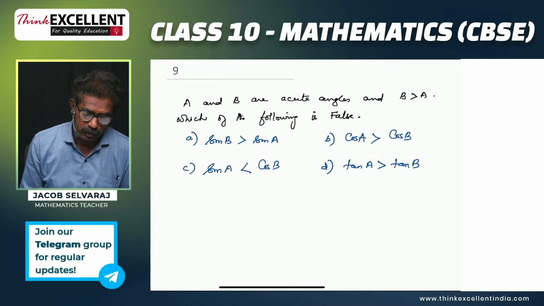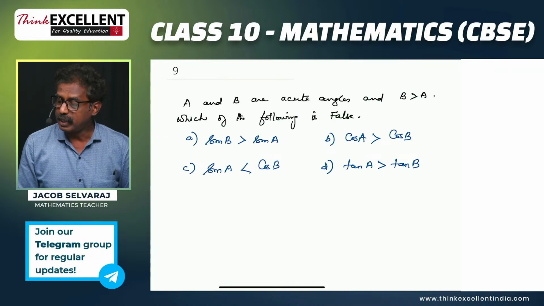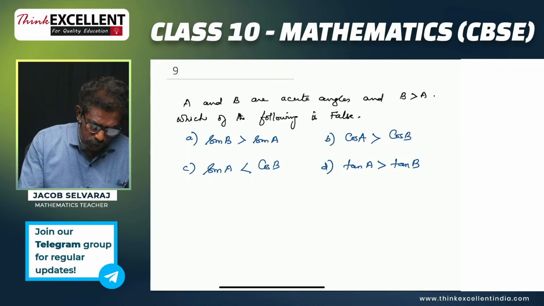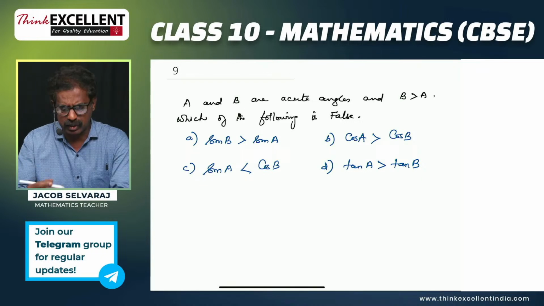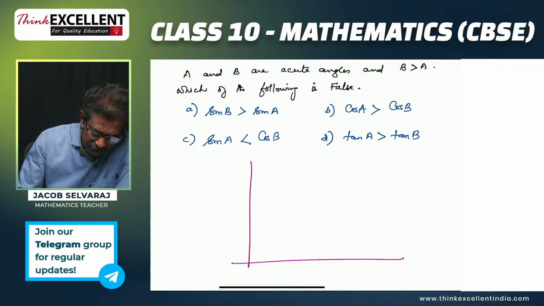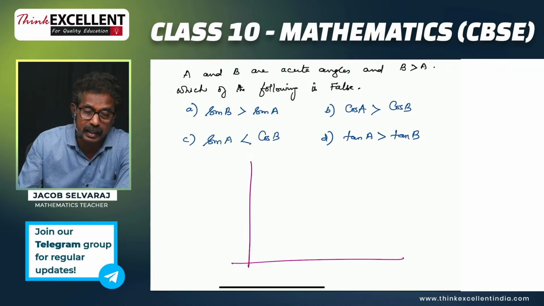Look at this. A and B are acute angles. So they are less than 90. A and B are acute angles. Okay, we can use some examples also. Listen, then it will be easy for you. A and B are two acute angles. B is greater than A, they said. B is greater than A. On the number line, the right side, the values are greater, right? B is greater than A.